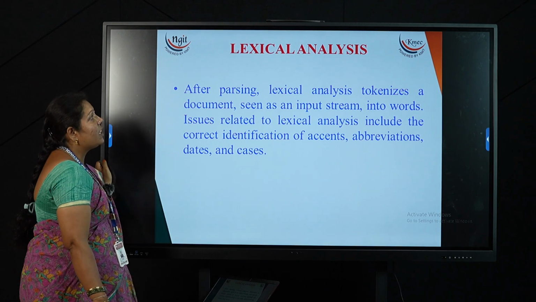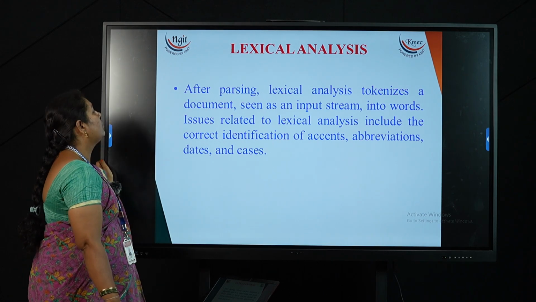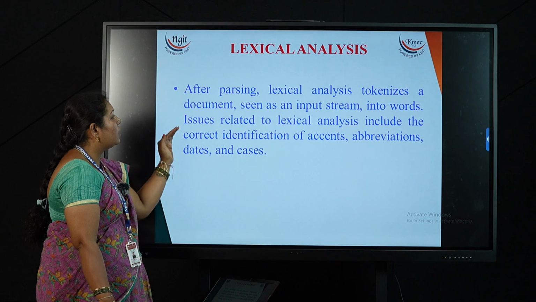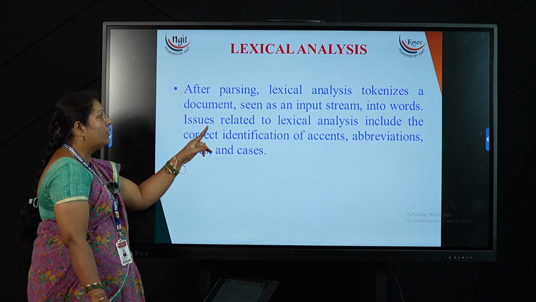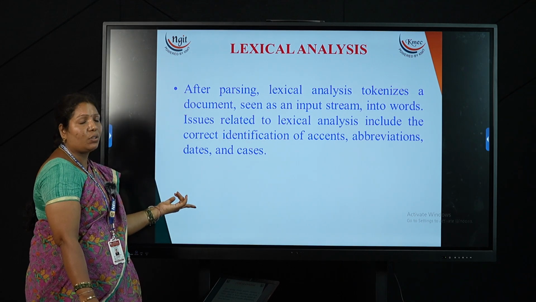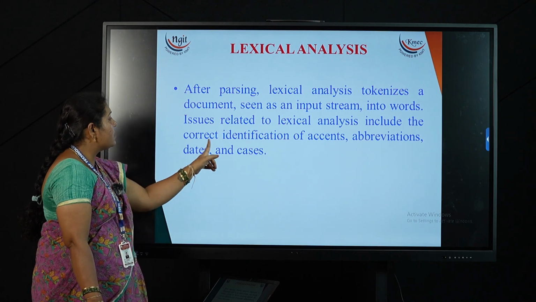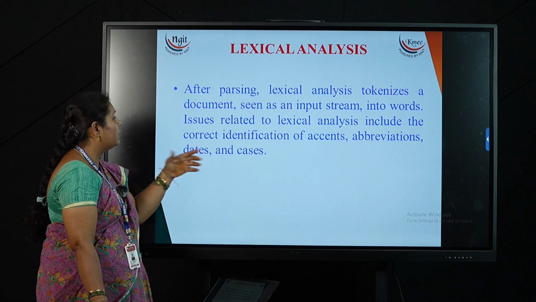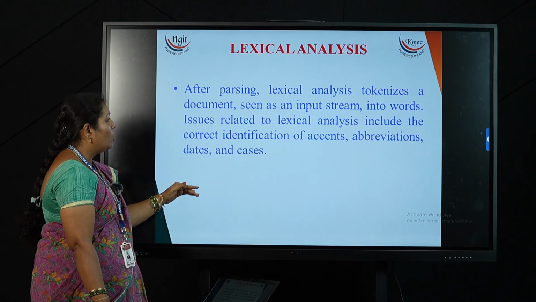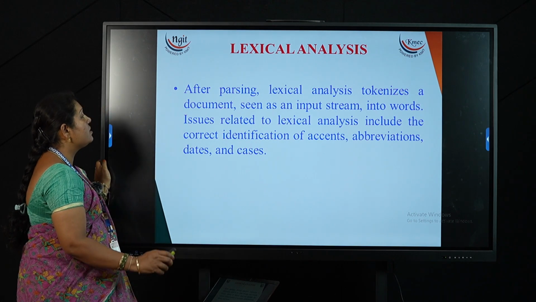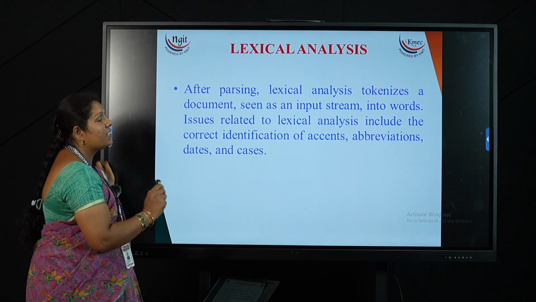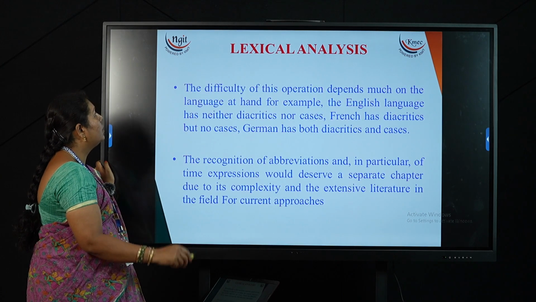Coming to the next step, lexical analysis, as I said, we have to divide the complete document into words. How much do you have to divide? The word cannot be further divided, and that is called a token. If I take this as an element, a character, I cannot divide it any further. You also have to remove abbreviations and dates in the lexical analysis phase.